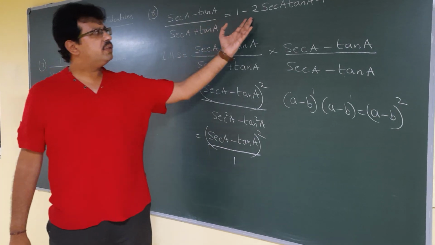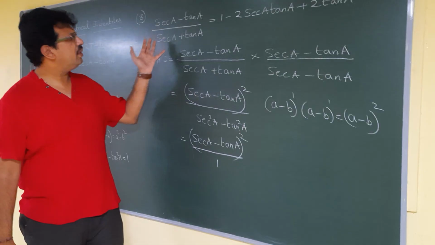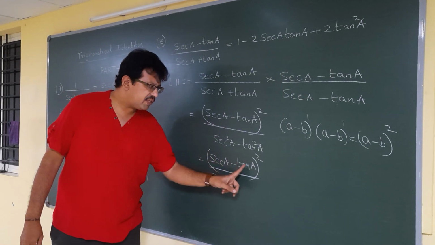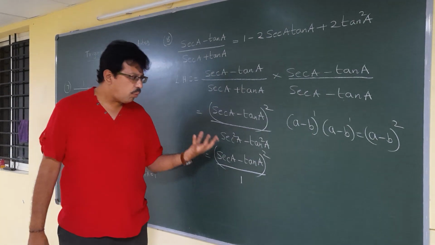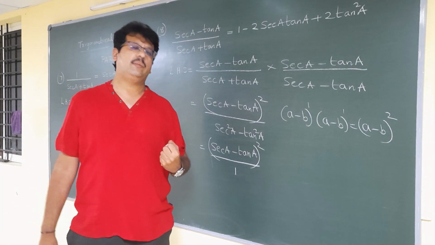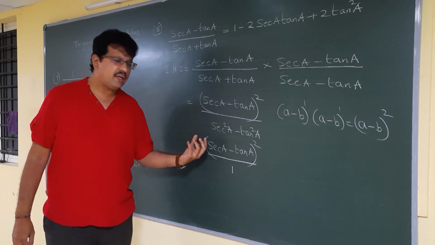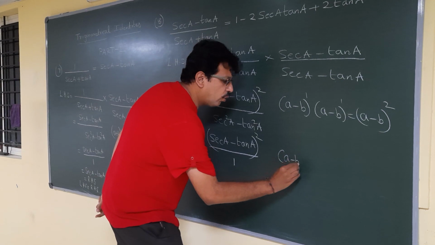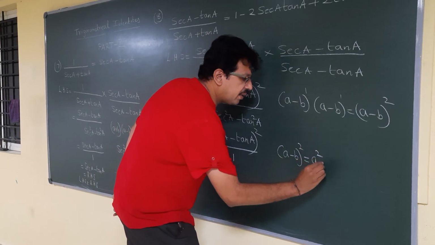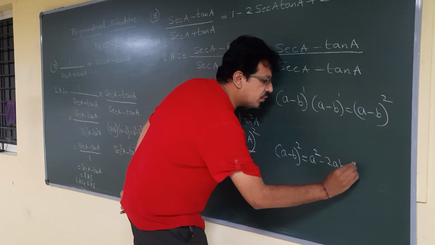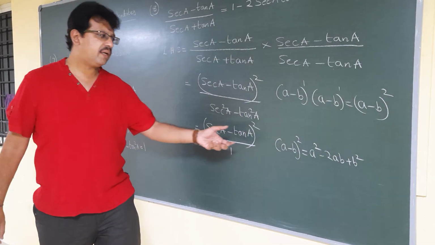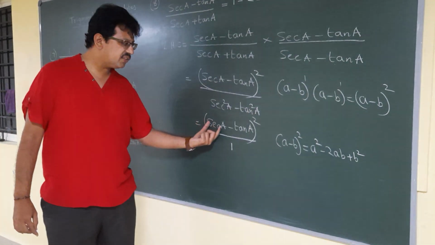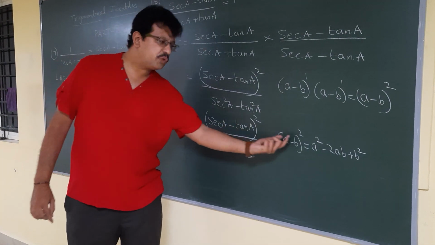Now we need to observe the RHS. Whenever we are proving this, we should always observe the RHS also. Here we got secant a minus tan a whole square, and a very important question comes: what should we do? We need to observe the algebraic identity, that is a minus b whole square, which is a square minus 2ab plus b square. This is the algebraic identity we are using here. In the a minus b whole square formula, secant a is a and tan a is b.